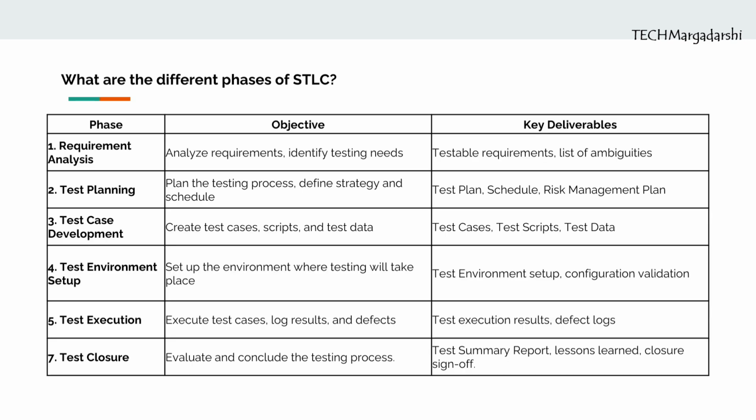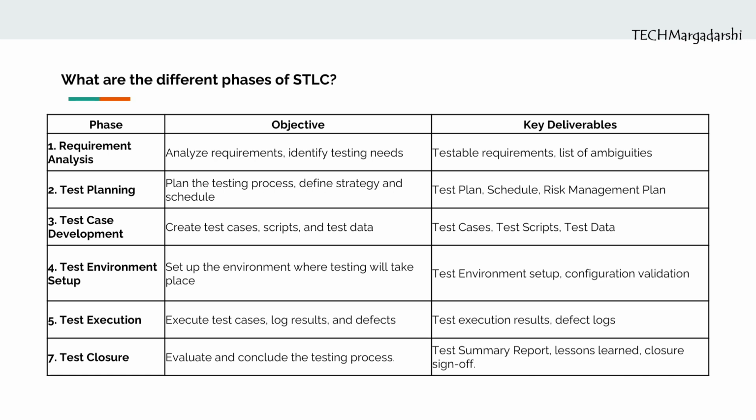Let's understand each phase along with its objective and key deliverables in a simple way. First one is requirement analysis. Objective: analyze the requirements and identify what needs to be tested. Key deliverables: a list of testable requirements and any ambiguities that need clarification.